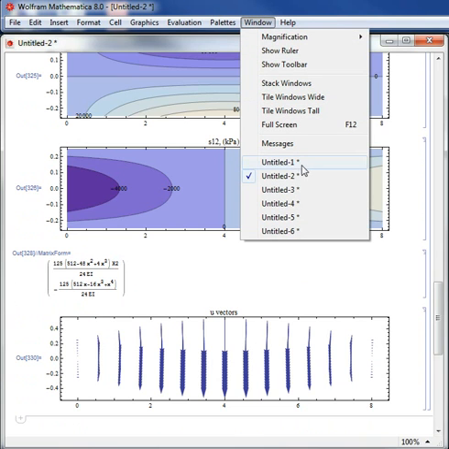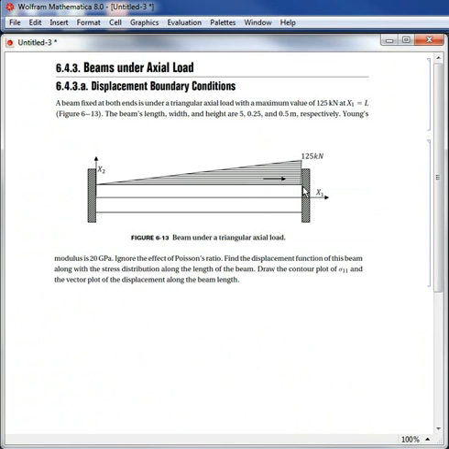We have a few more problems that we're going to go through. They are very similar to all this. In this problem, this is a beam under axial load. The displacement function of the beam has only one horizontal component, and what we're looking for is that horizontal component along with the stresses along the beam.